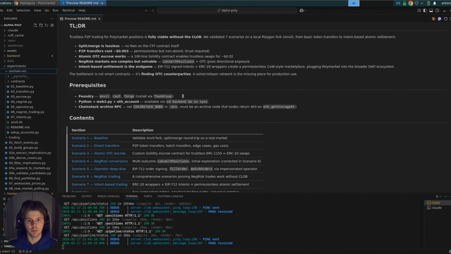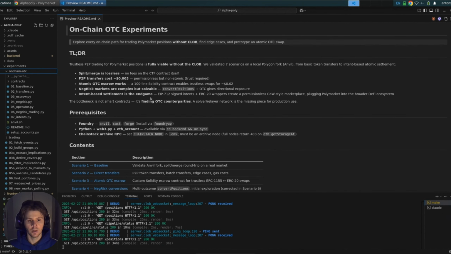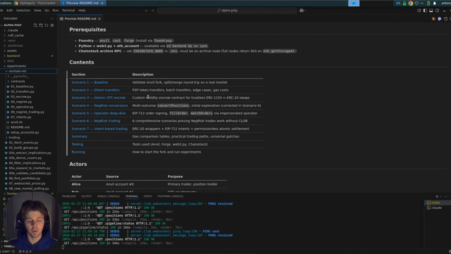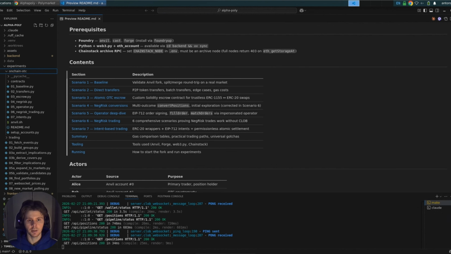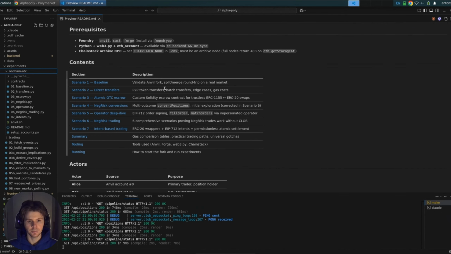Honestly, for me, it was interesting to test how we can transfer those tokens, how we can use escrow contracts, or we can wrap those tokens into the ERC20 standard and use them potentially in other DeFi applications, or even you can build your own application.